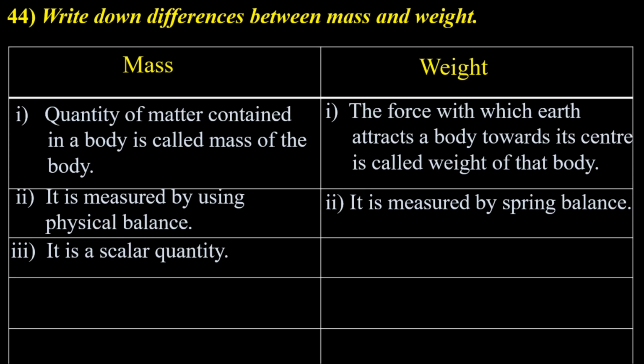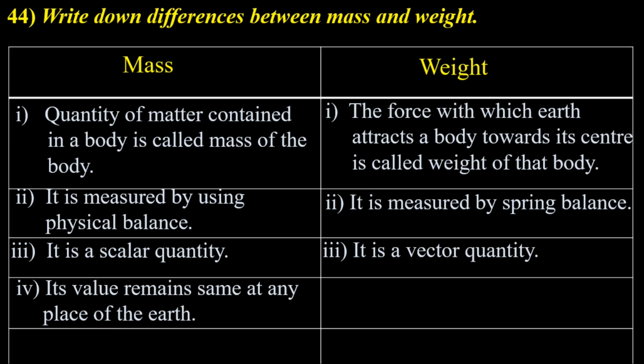Third, mass is a scalar quantity. It has only magnitude. It has not a definite direction. Quantity of matter doesn't have any definite direction, but weight is a vector quantity because it has not only magnitude, its direction is towards the center of the earth. Now, mass value remains same at any place of the earth. If we take certain mass, a piece of stone or something, to different parts of the earth, quantity of matter remains same.